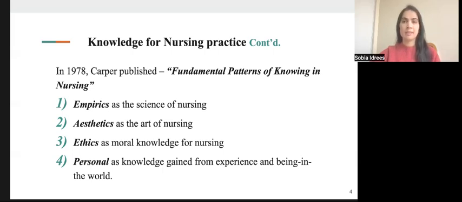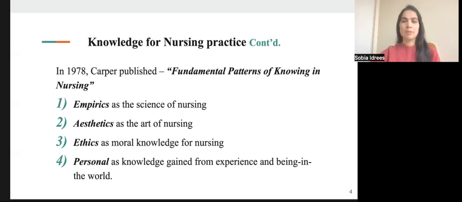Empirical knowledge informs professional practice, not only from the common understanding of scientific, systematic assessments and observations, but also from the subjective experiences of persons and the meanings they attach to those experiences. The second pattern is called aesthetics, the art of nursing. It's been defined as a nurse's ability to be compassionate, caring, and communicative.